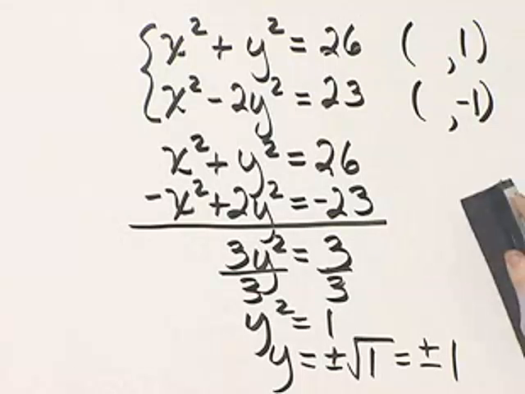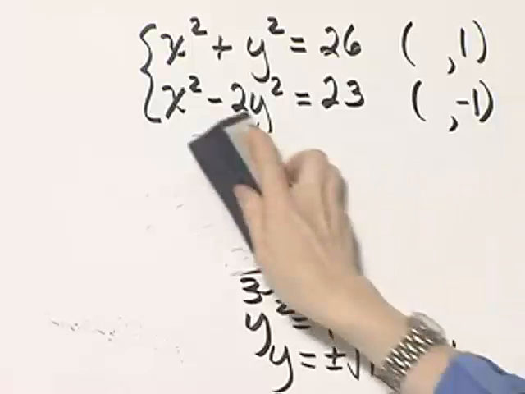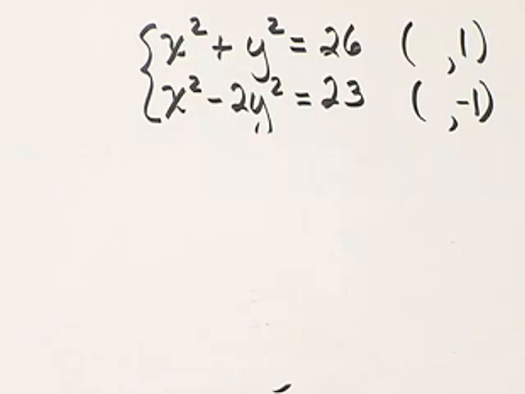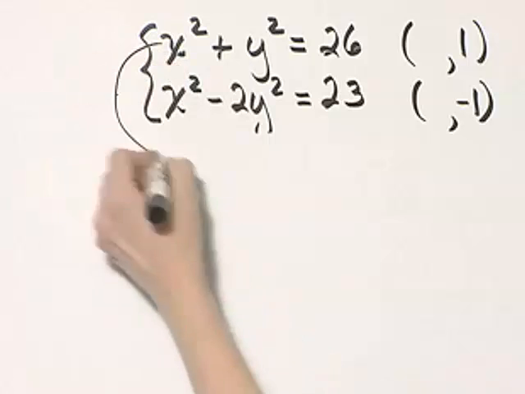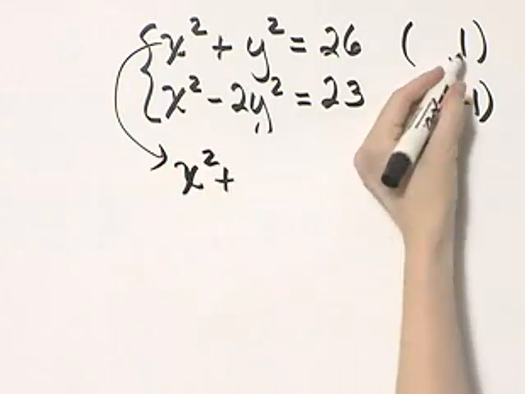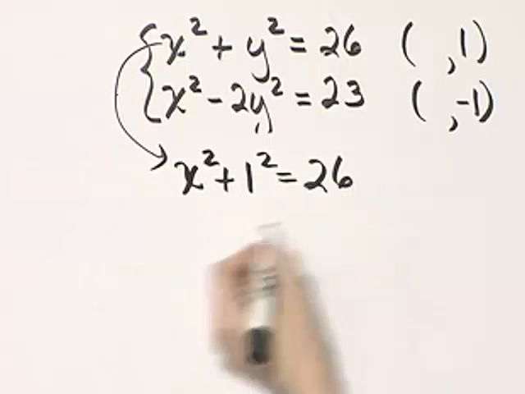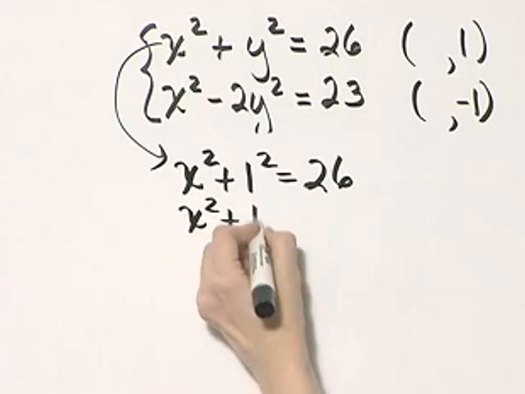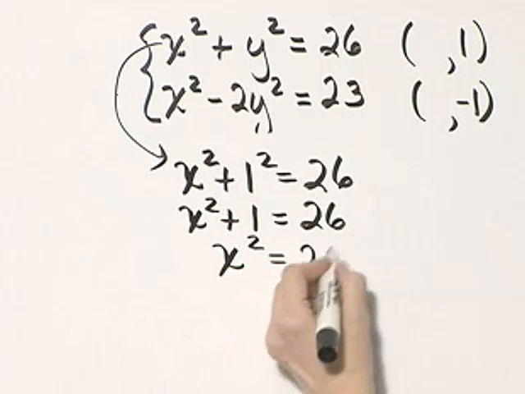Let's keep that in mind and let's find corresponding x values. Now, how do we find corresponding x values? We plug in 1 for y, solve for x, then we plug in -1 for y and solve for x. And it makes no difference which equation we choose. I'll choose the first one, x squared plus, I'll let y be 1. 1 squared is 26, so x squared plus 1 is 26, or x squared is 25.